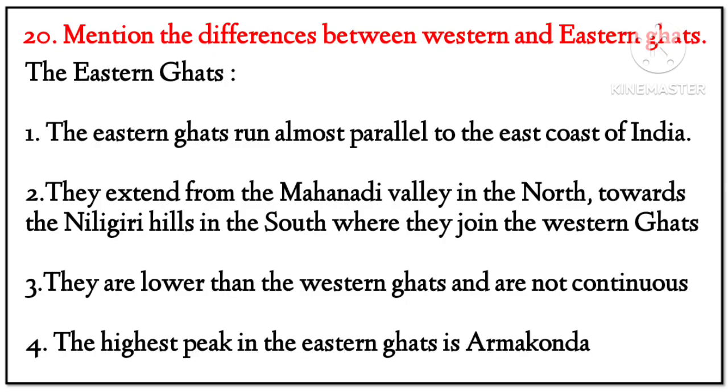20. Mention the difference between the western and eastern Ghats. First, eastern. The eastern Ghats run almost parallel to the east coast of India. They extend from the Mahanadi Valley in the north towards the Nilgiri hills in the south, where they join the western Ghats. They are lower than the western Ghats and are not continuous. The highest peak in the eastern Ghats is Arma Konda.